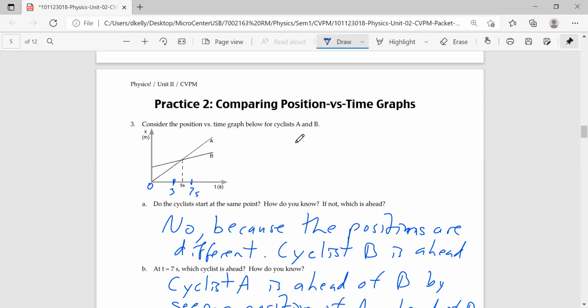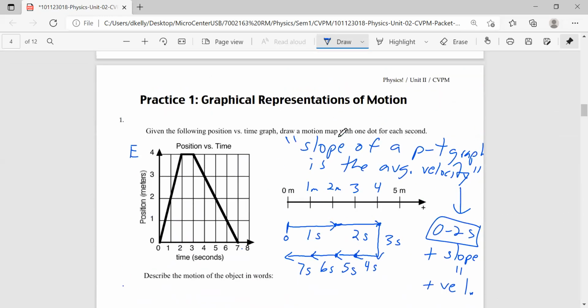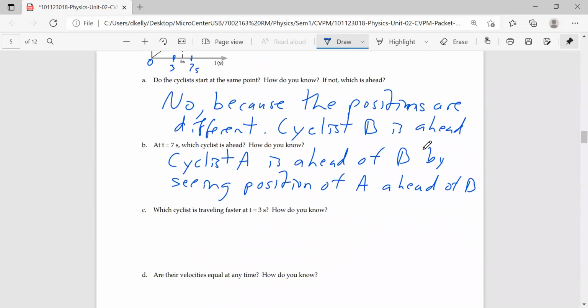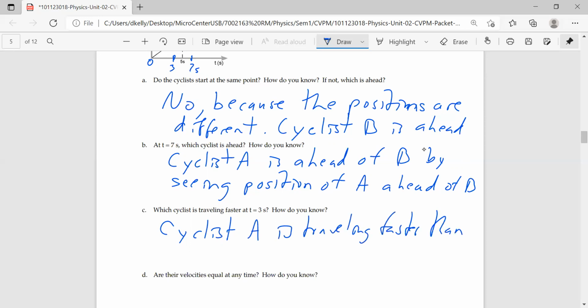That's the definition of slope, or the relationship of slope in a PT graph. So cyclist A is traveling faster than B. Slope A greater than slope B, for example.